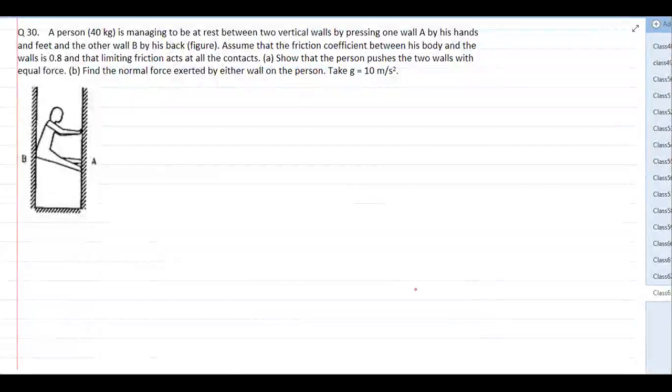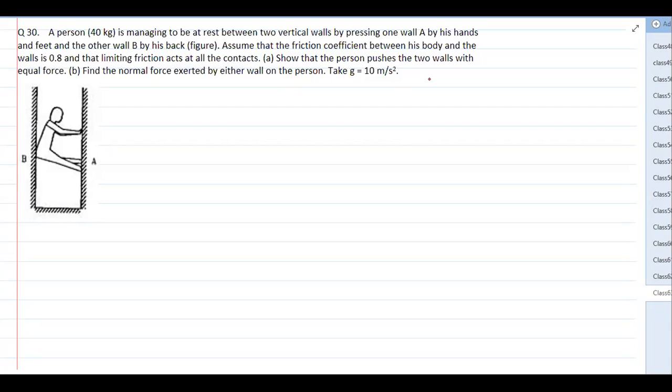Okay, the question is, a person of 40 kg is managing to be at rest between two vertical walls by pressing one wall A by his hand and feet, and the other wall B by his back. Assume that the friction coefficient between the body and the wall is 0.8 and that limiting friction acts at all contacts. So limiting friction is acting at back and hand and feet. Show that the person pushes the two walls with equal force.